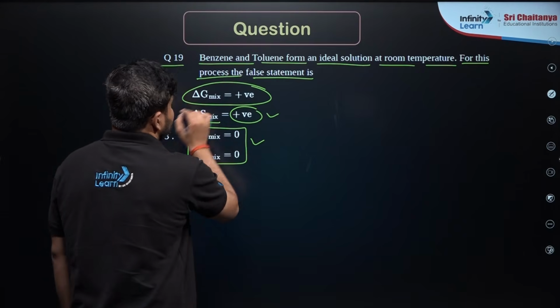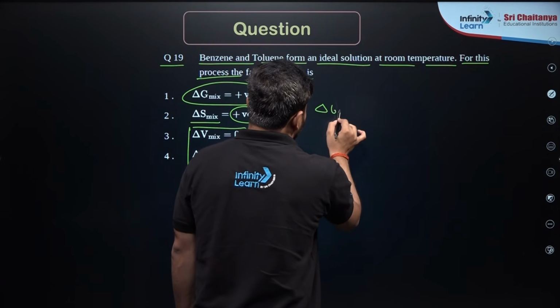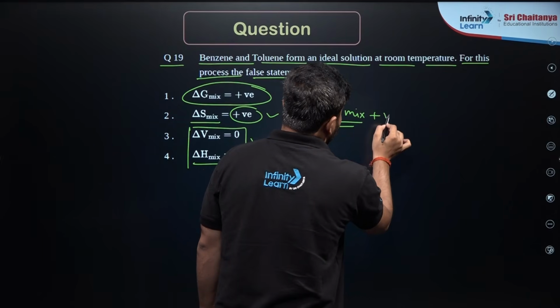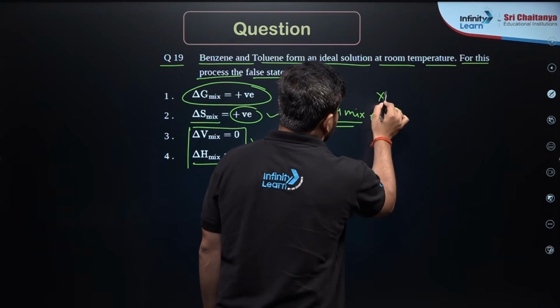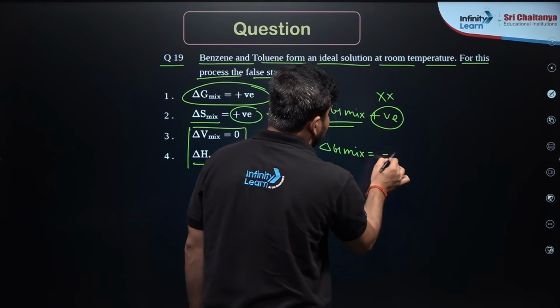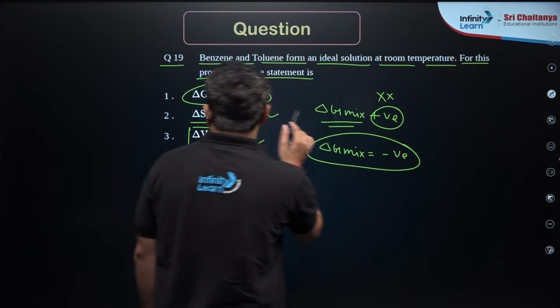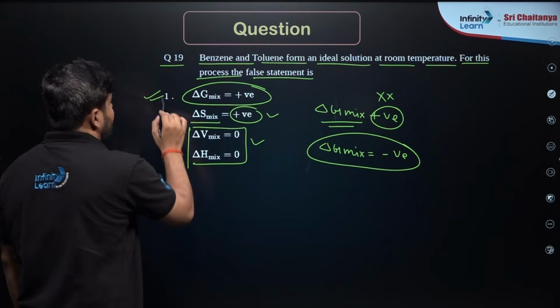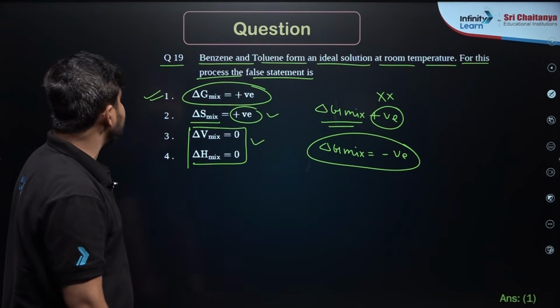But for delta G mixing, what do we have to know? Delta G mixing should be negative, not positive, because the process is spontaneous, yes or no? So here only the first one is the incorrect, false statement.